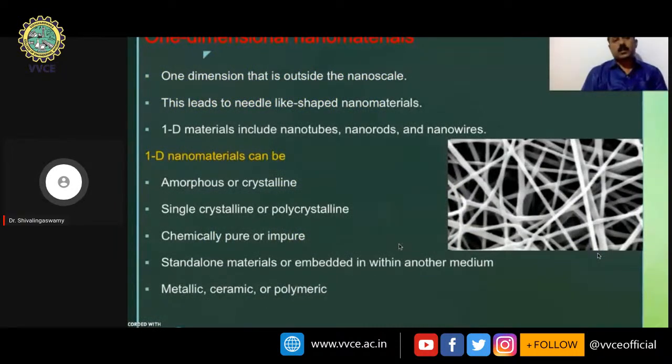And if you now consider the one-dimensional nanomaterials, one dimension is outside the nanoscale. That means the other two dimensions are within the nanoscale. All these nanotubes, nanorods, nanofibers, and nanowires come under this category. Once again, very similar to nanoparticles, even these nanowires could be amorphous or crystalline, single crystalline or polycrystalline. And all those properties which you have studied for nanoparticles can be seen even for nanorods.